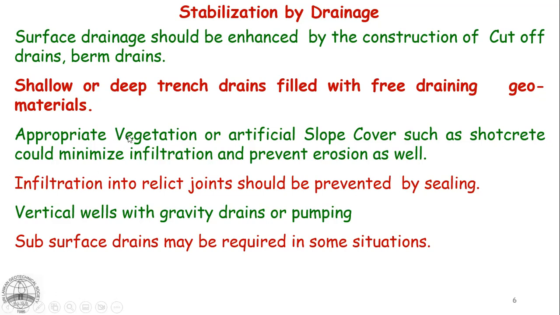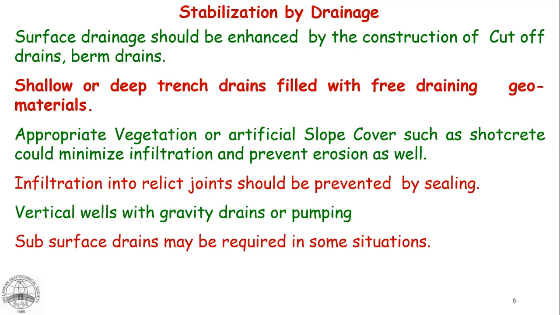Now we can make use of vegetation. Vegetation will deflect the water falling on the surface, so it will minimize erosion and reduce infiltration. When we cannot get vegetation in, like in highly fractured rock, some artificial slope cover such as shotcrete will be necessary. I talked about relic joints, the joints in the bedrock, being present as relic joints in the residual soils. So they are a source of weakness.